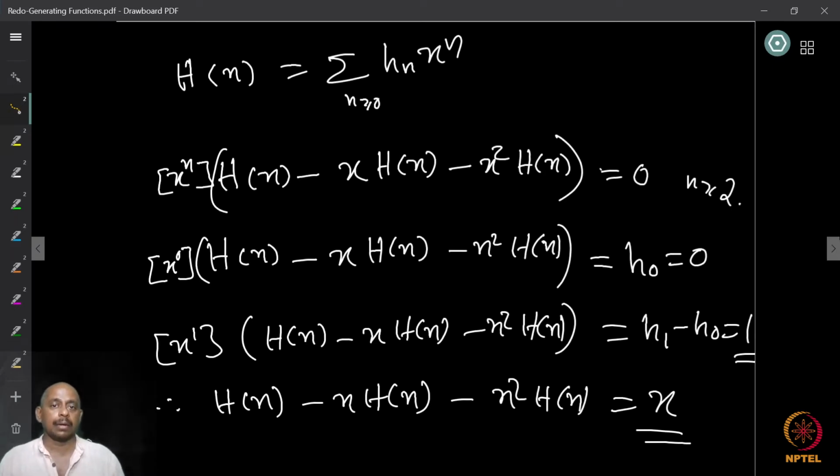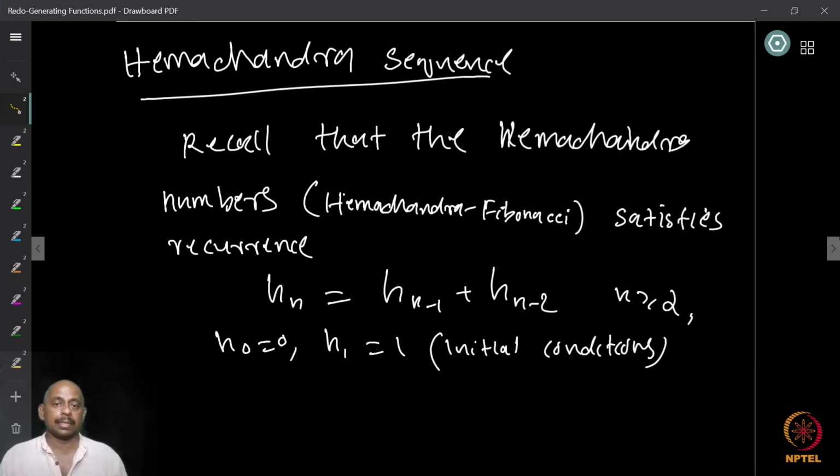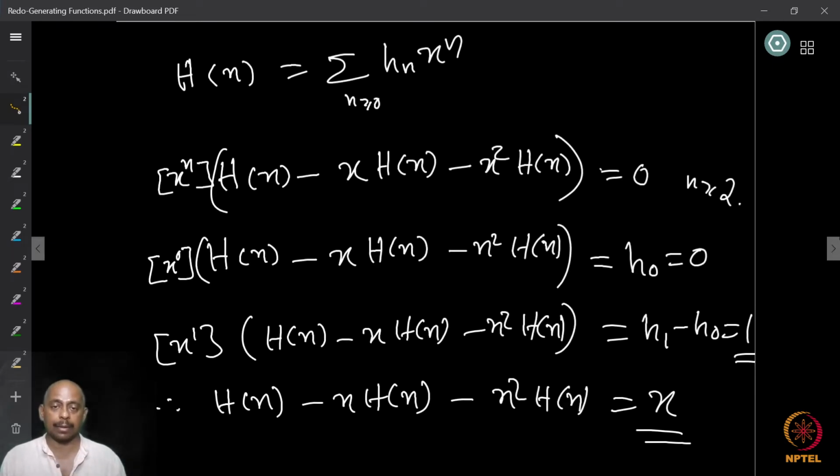So now let us compute this h of x in a slightly different manner. We know that h of x is the summation of h_n x raised to n. Now let us look at the coefficient of x raised to n in h of x minus x times h of x minus x square times h of x. Now why do I look at this? Because the identity h_n equals h_{n-1} plus h_{n-2} is there.